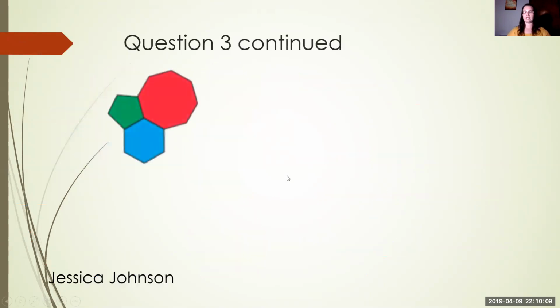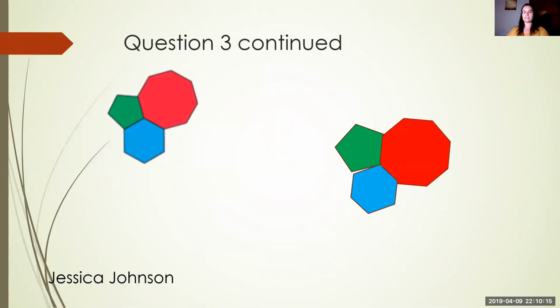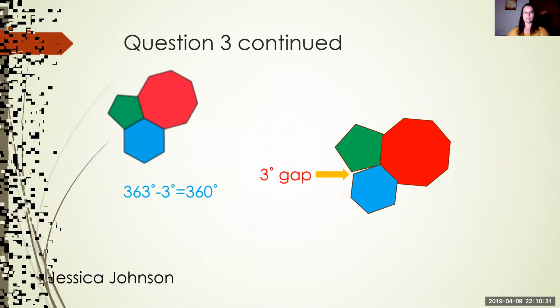Myra needs to arrange her tangrams in a way that there will be a 3-degree gap. This gives Myra a 3-degree deduction. Therefore, the interior angles will equal 360 degrees. As we learned earlier, the sum total of the interior angles equals 363 degrees. With the 3-degree deduction, she will have 360 degrees.